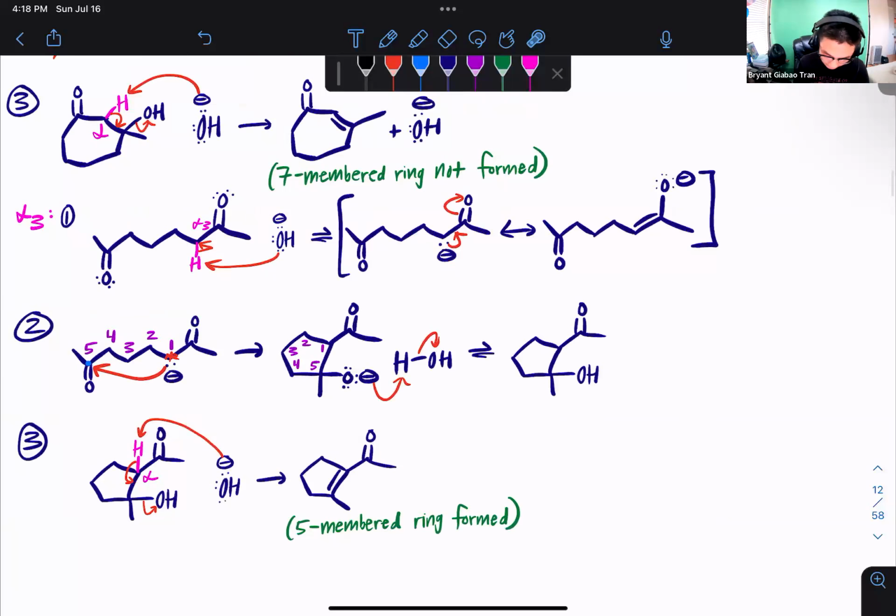Instead, if we take the alpha 3 hydrogen and we do the exact same mechanism, we form a 5-membered ring, which is more stable, and this is the major product here that will be formed.